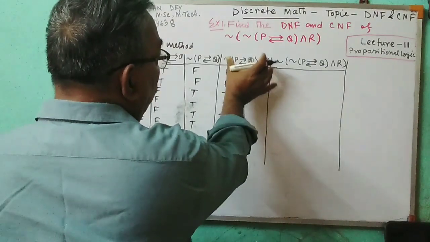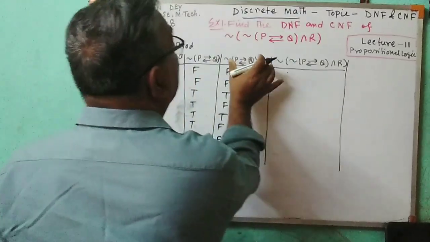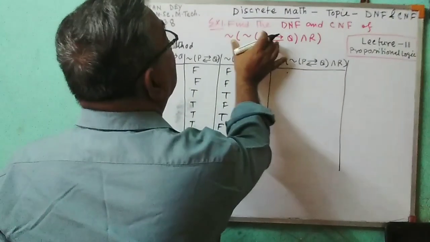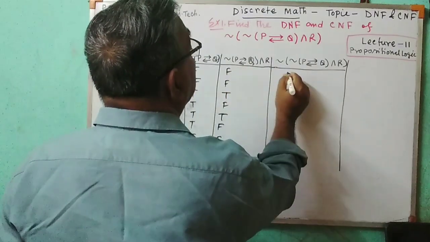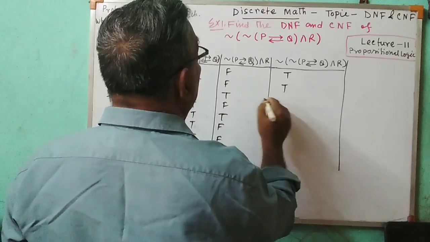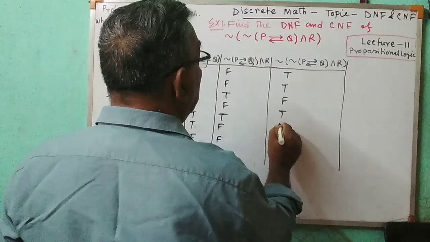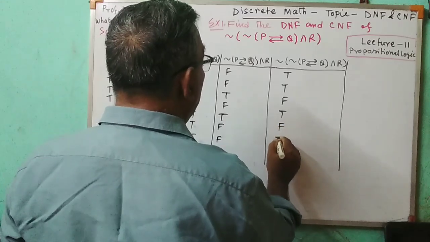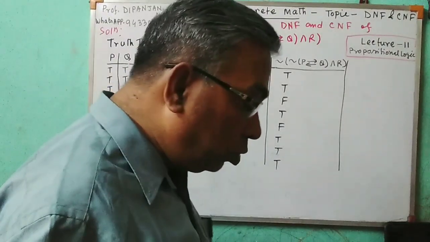Now, the negation of the whole thing. When it is false, then it becomes true. That is negation. When it is true, then it is false. This is the truth table.